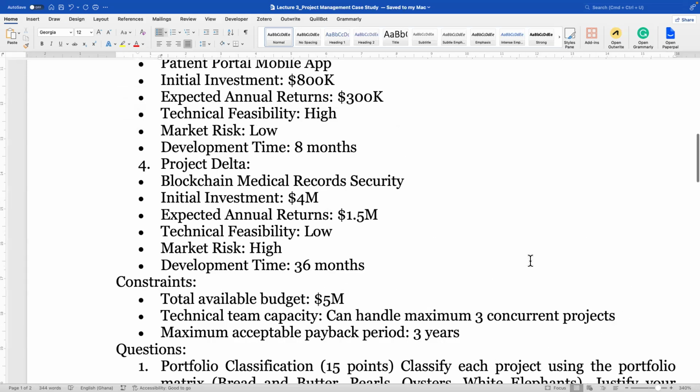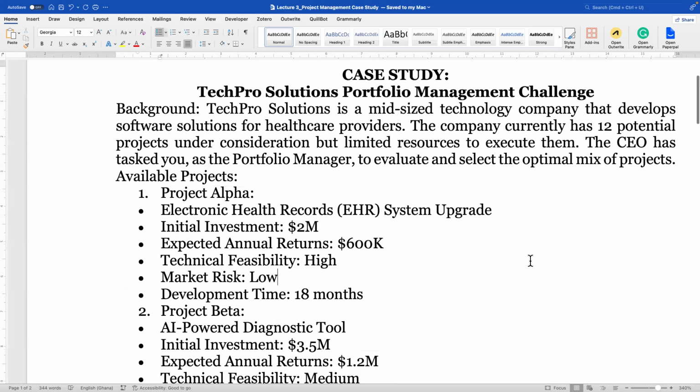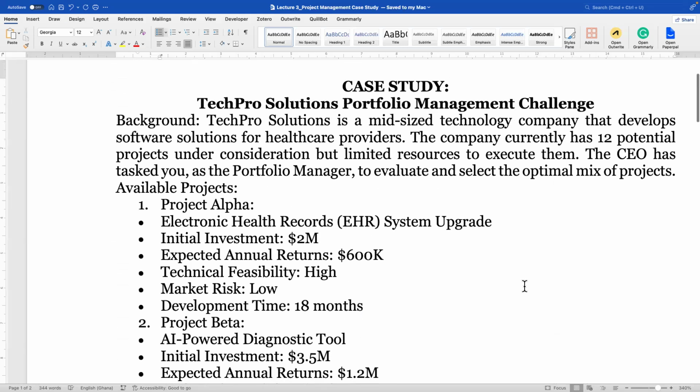So what you basically do is, let's pick, say, Project Alpha. Initial investment is 2 million, so 2 with 6 zeros. And then expected annual return is 600,000. So what will be the payback period? I never explained how to calculate the payback period, and it was intentional, because I assume that at the graduate level, you should remember. What will be the payback period?